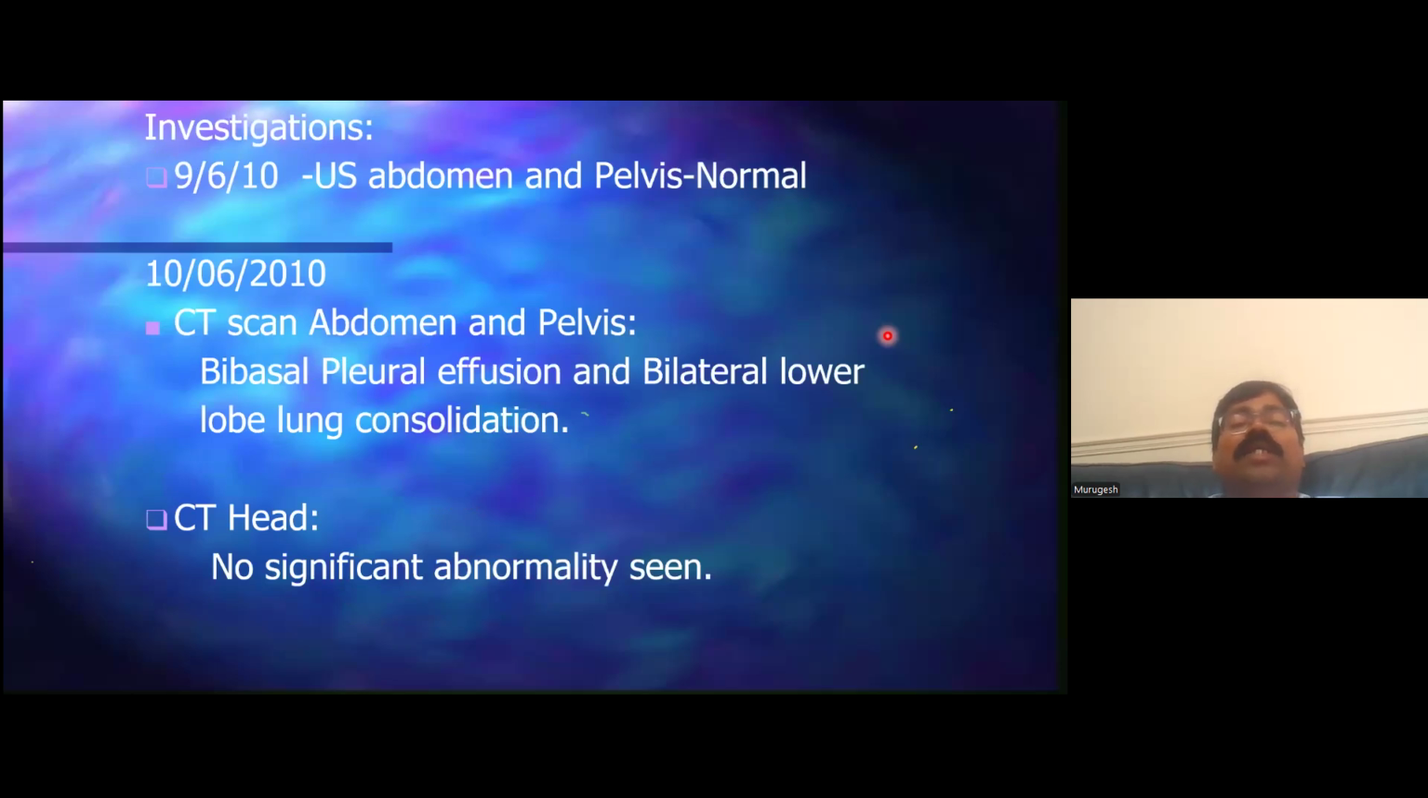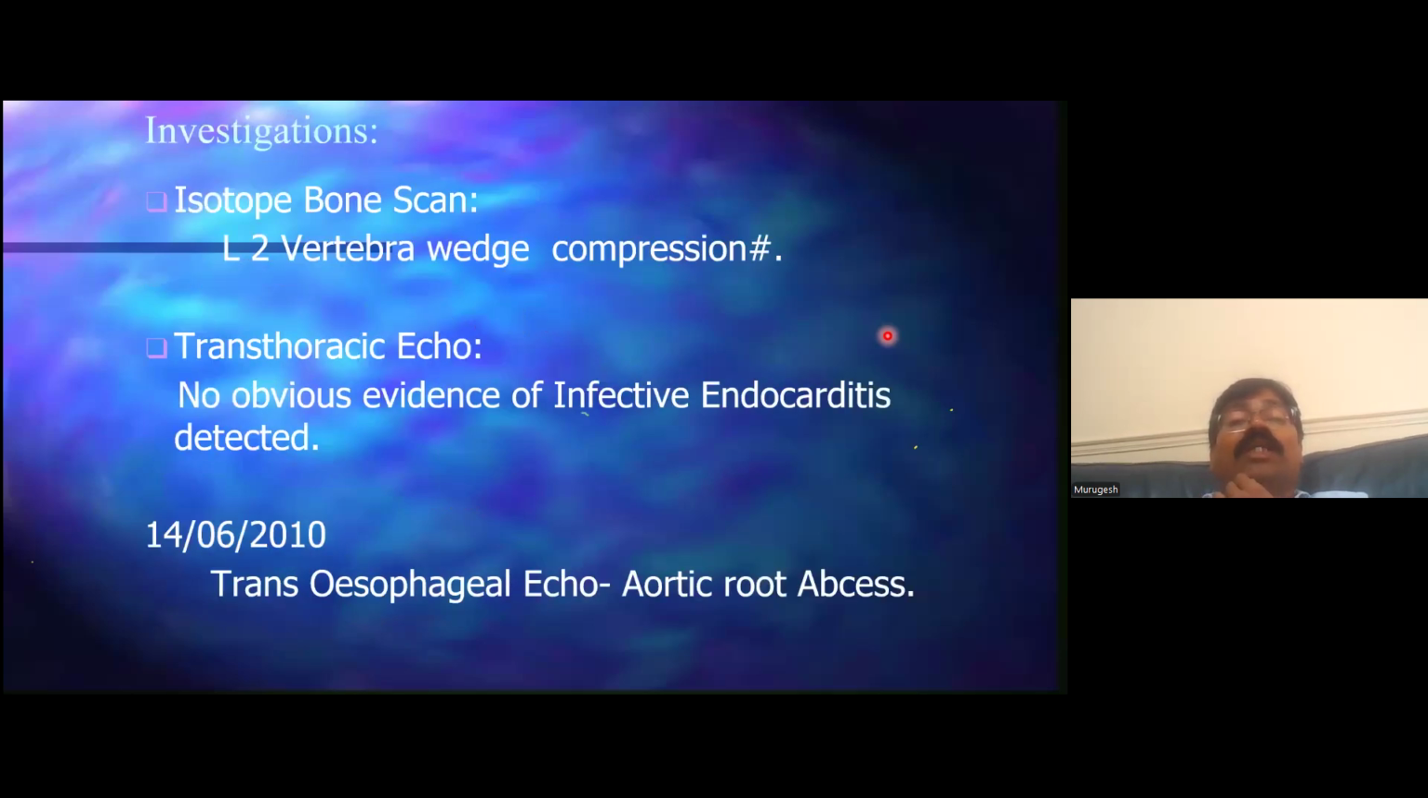And then CT scan abdomen pelvis, you had a bibasal pleural effusion, bilateral lower lobe consolidation. On the CT head, no significant abnormality seen. She had an isotope scan. Again, it reflected the earlier finding, L2 compression fracture. Transthoracic echo was no obvious finding. And then transesophageal echo picked up this aortic root abscess.